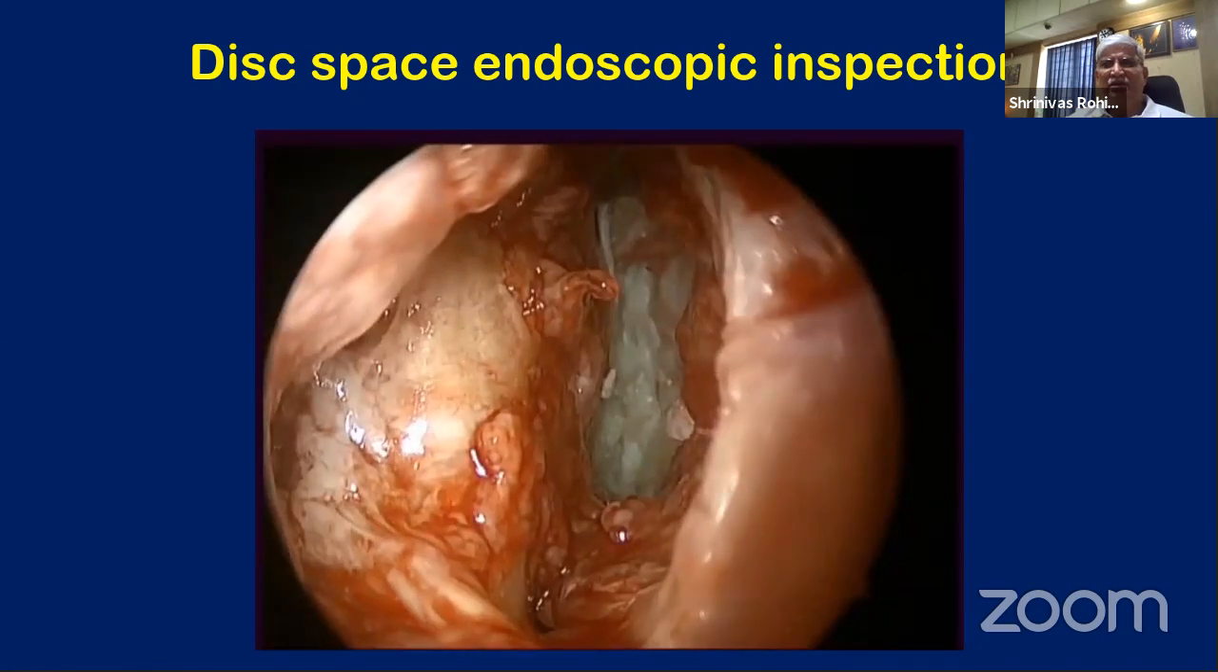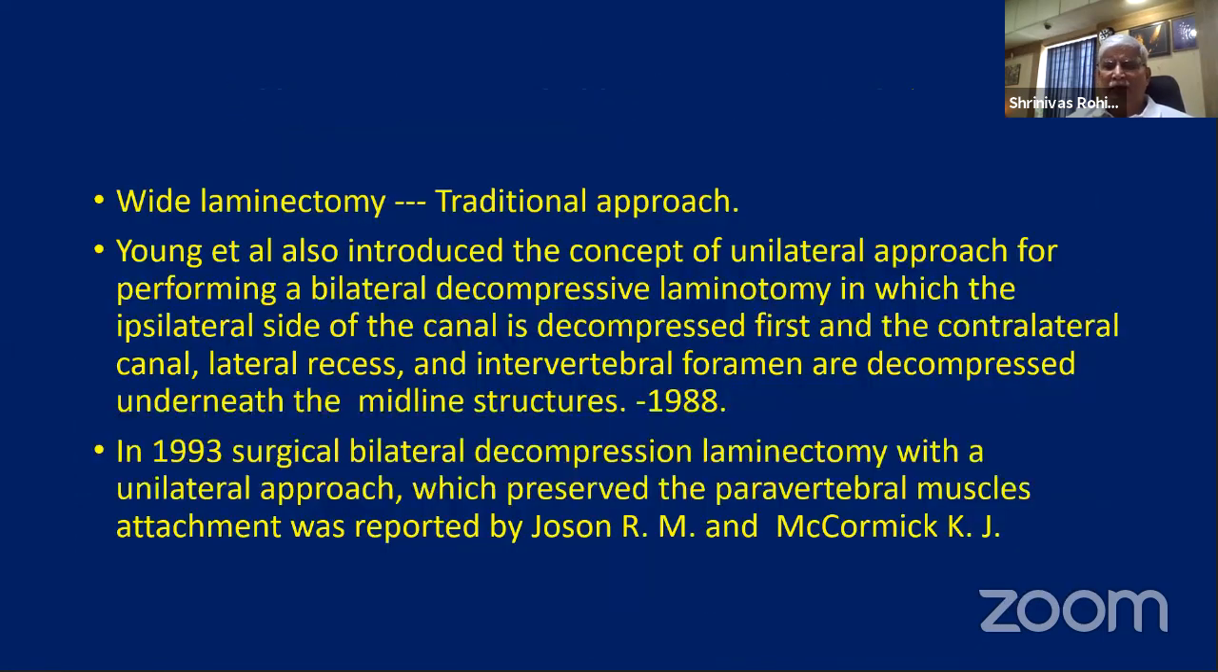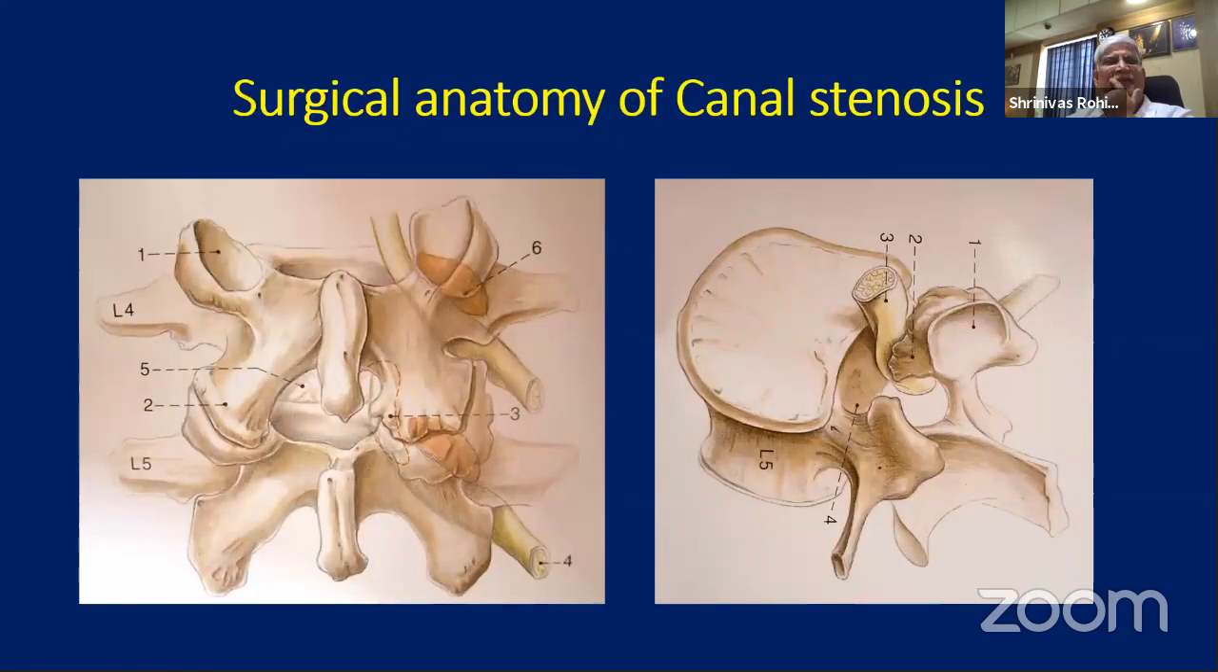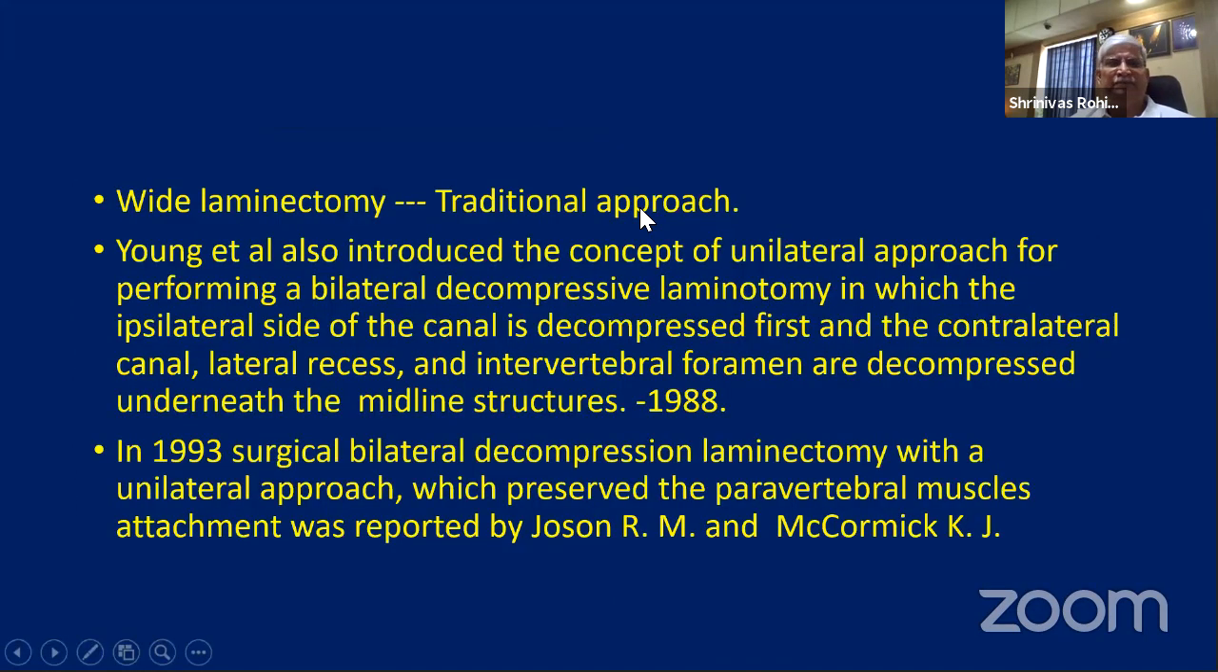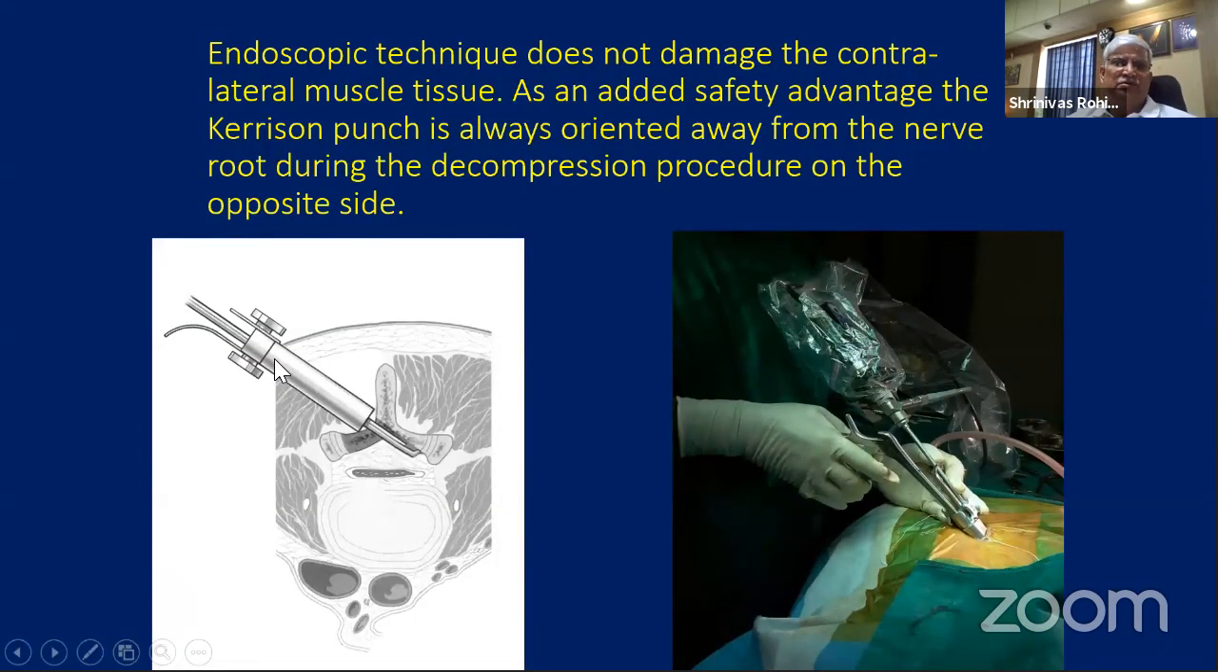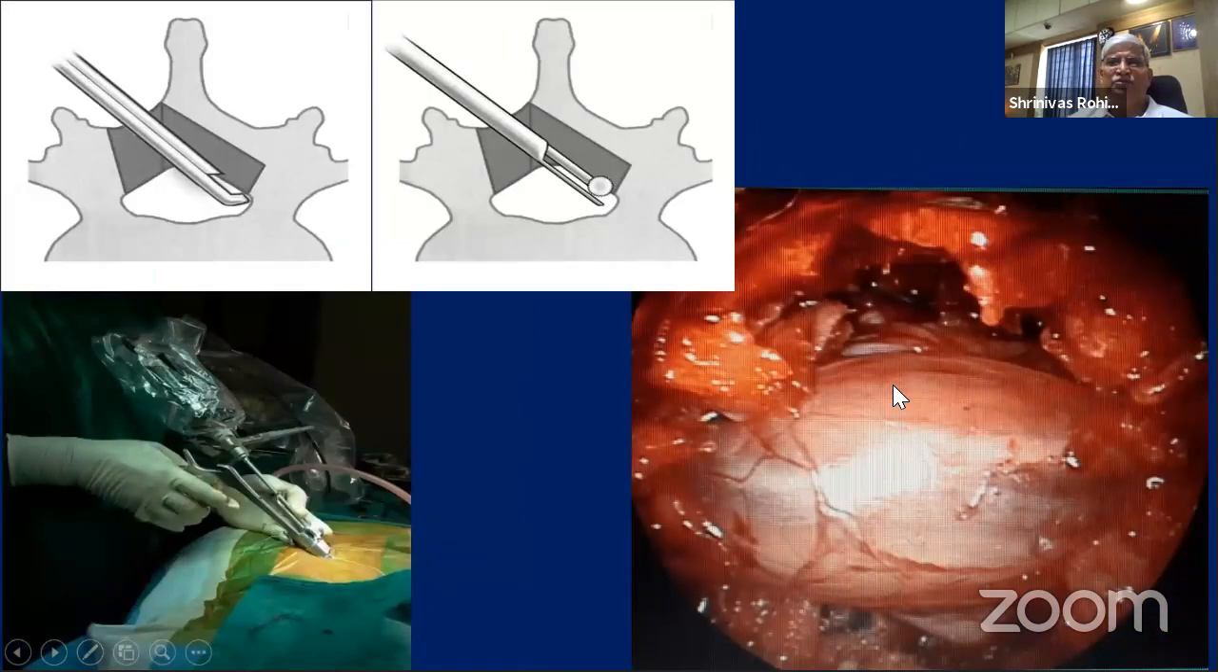I'll just share something about the stenosis. This same technique can be used for the stenosis. And we use Kerrison punch to go on the opposite side. We can use a drill. We can angulate and go on the opposite side. Both the side roots are decompressed.